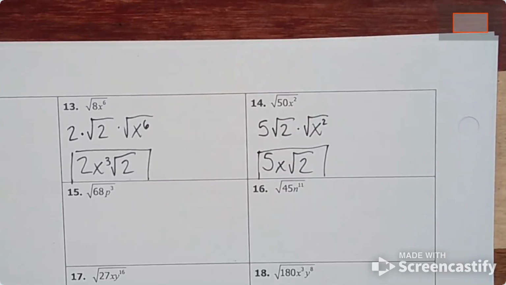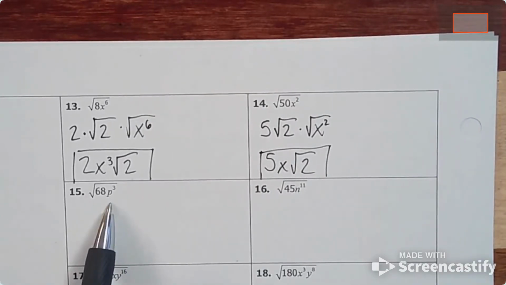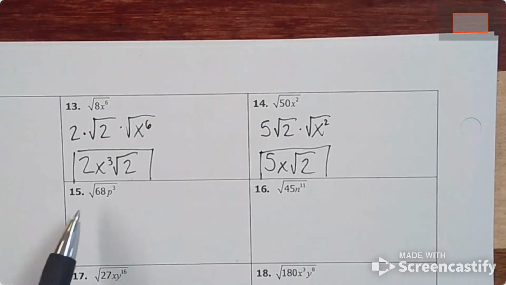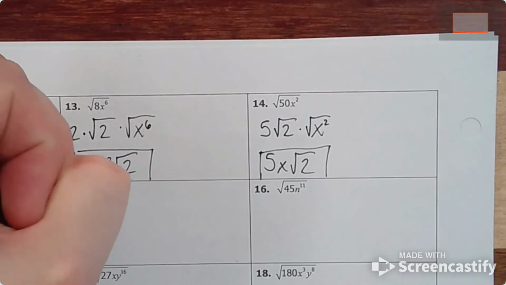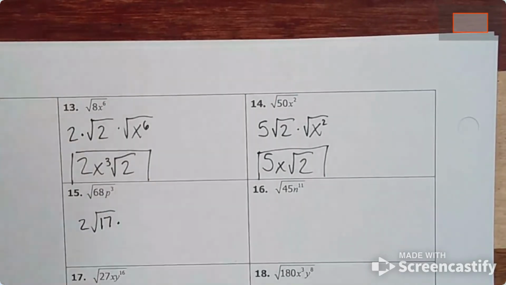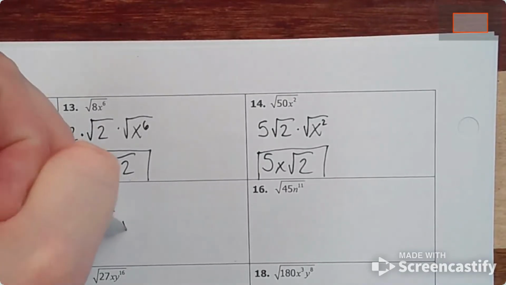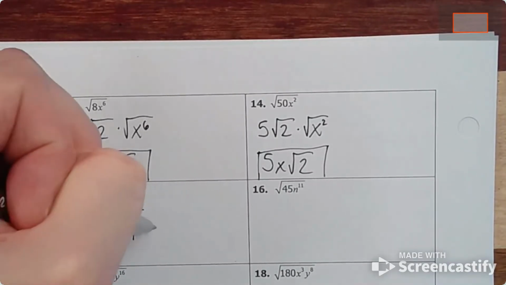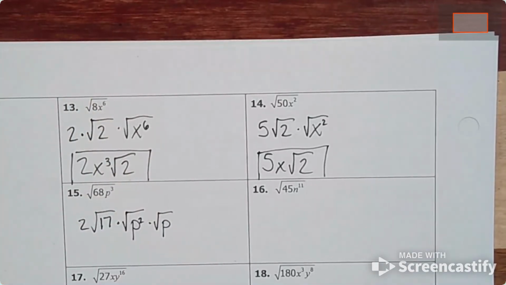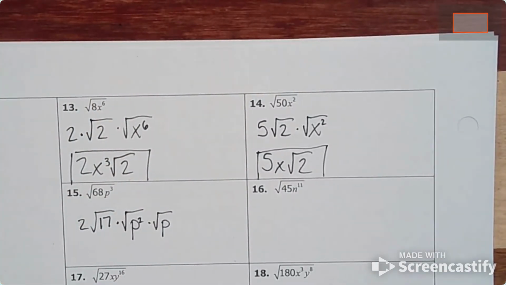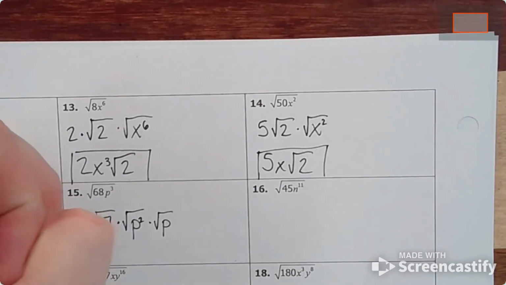How about number 15? What's our answer? 2 root 17? Okay, because that would be 17 times 4. Yeah, it makes sense. So 2 root 17. Now this one's going to be a little bit different, because p to the third power is not a perfect square. So we're going to have to write times the square root of p squared times the square root of p. The ones that will be on the left side are the 2, obviously, because it's just 2, and then the square root of p squared is just p. So we're going to have 2p.